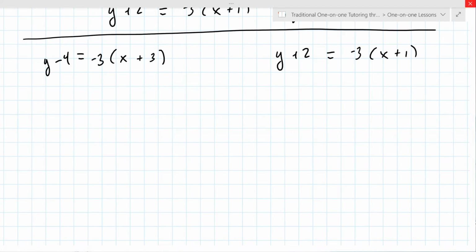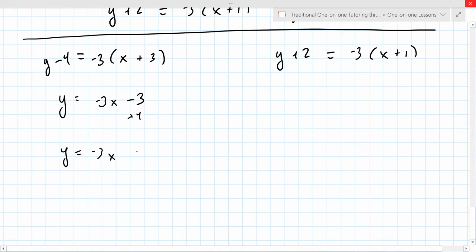Is it y equals minus 3x plus 1? Y equals minus 3x minus 9 plus 4. Y equals minus 3x plus 1. Definitely for the first one. Did you get the same thing for the second?